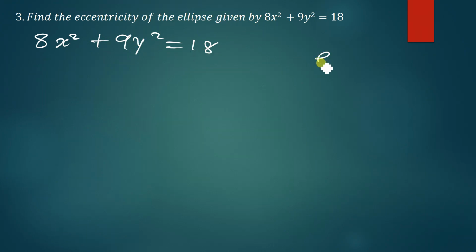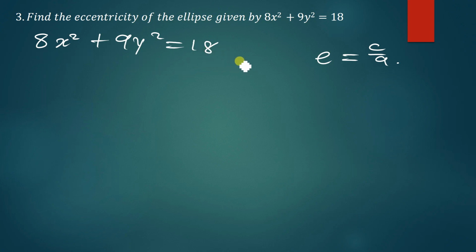We know that the eccentricity of the ellipse is given by c over a. So now this is the formula. To find the eccentricity, we need to know what c is, and we also need to know what a is. And to know that, we have to make sure that we reduce this equation to its standard form.